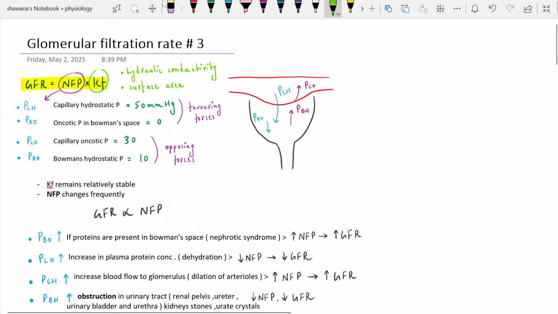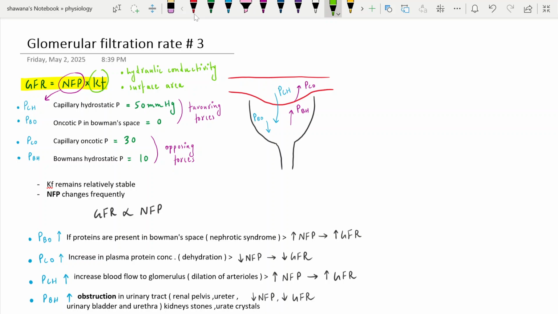Good evening, guys, and today we will discuss the glomerular filtration rate in detail. This is part 3 of the session we are discussing. So let's get started.